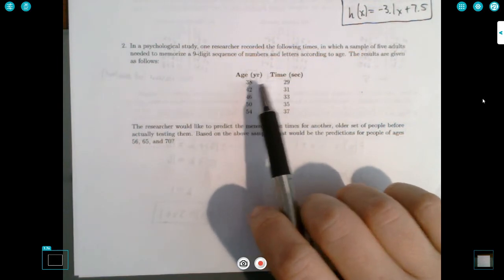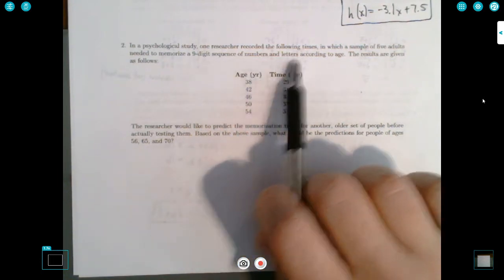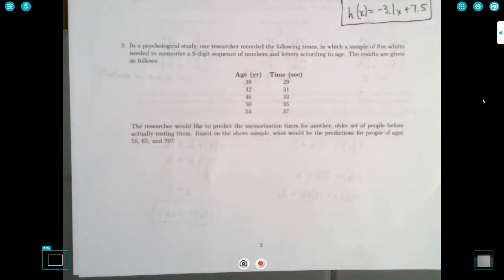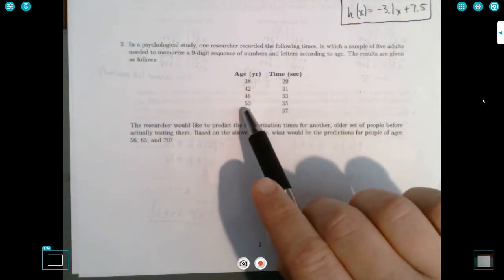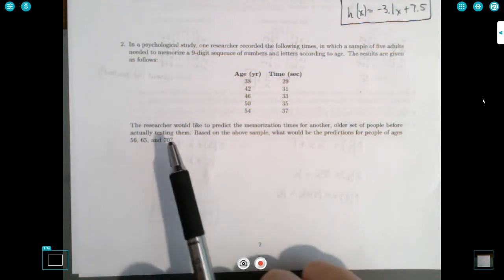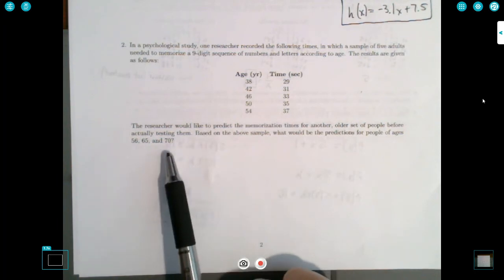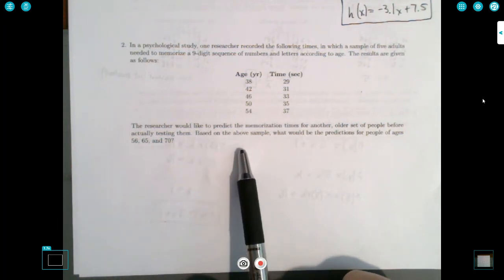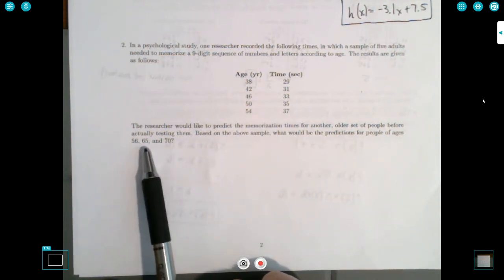This 38-year-old required 29 seconds in order to memorize the 9-digit sequence of numbers and letters. Imagine somebody just gave you a random sequence of numbers and letters and said, memorize this. How long would it take you? Well, the 38-year-old took 39 seconds, the 50-year-old took 35 seconds, and so forth. The researcher would like to predict the memorization times for another older set of people before actually testing them. Based on the above sample, what would be the predictions for people of ages 56, 65, and 70?